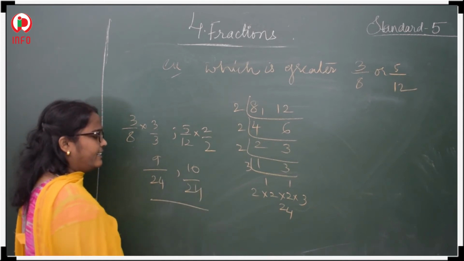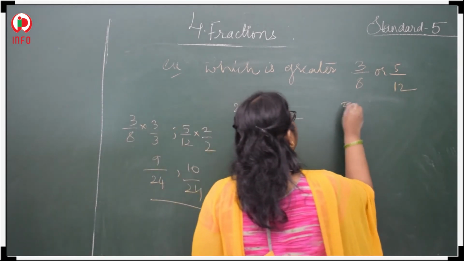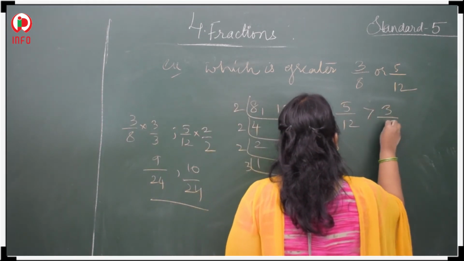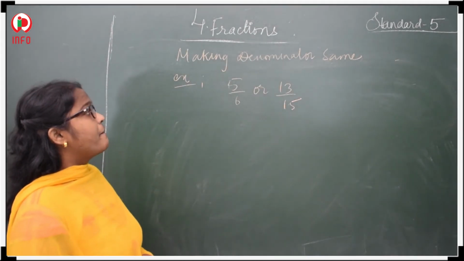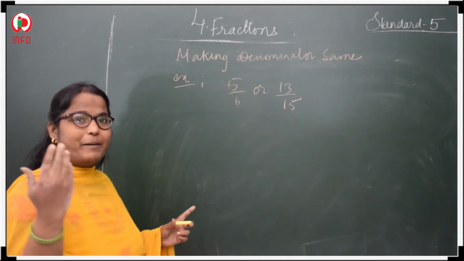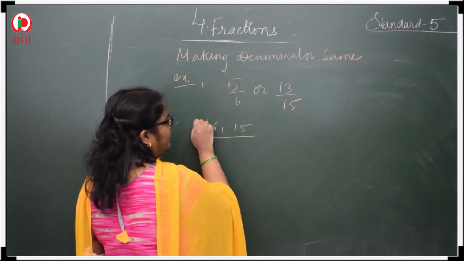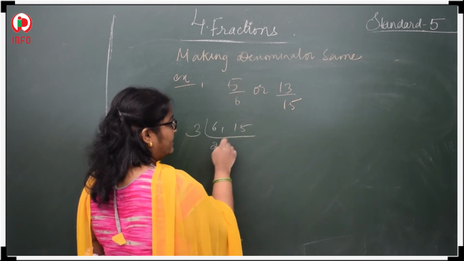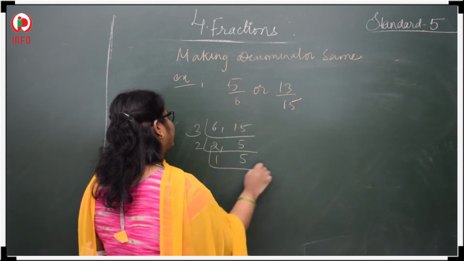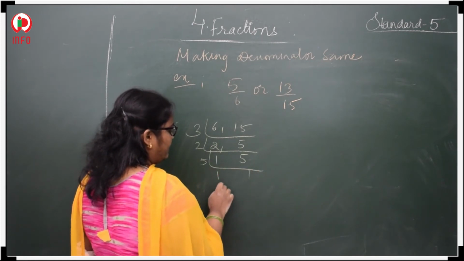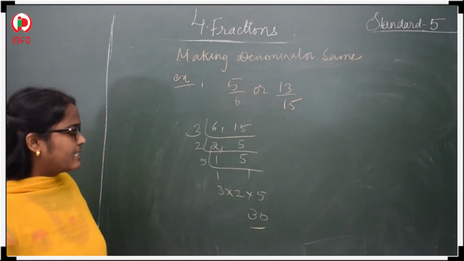So which is greater? 10 by 24 is greater, which means 5 by 12 is greater than 3 by 8. Again here we are having the next concept, making denominators same. Again we need to go with the LCM. 3 twos are 6, 3 fives are 15. 3 twos are 6, 6 fives are 30.